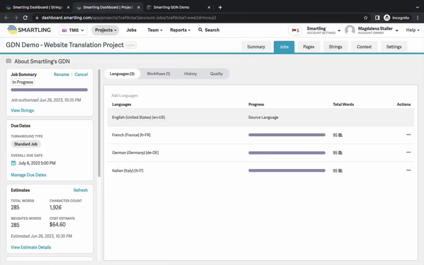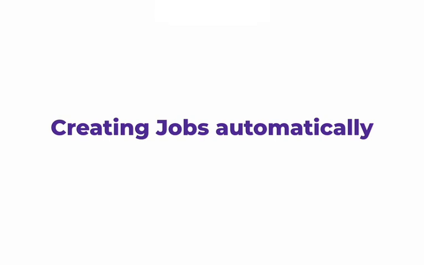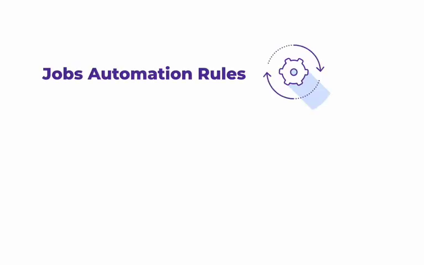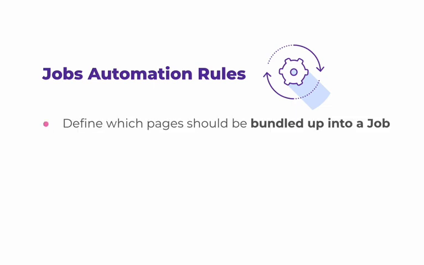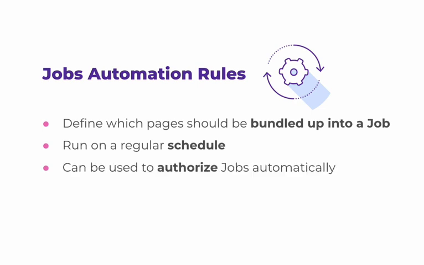Once a job has been created, the progress can be monitored at any time from the Jobs tab. Instead of creating jobs manually, Jobs automation rules can be used to define which pages should be put into a translation job automatically. Once the content is available in Smartling, it can be bundled up into a translation job on a regular schedule and, if desired, authorized automatically.